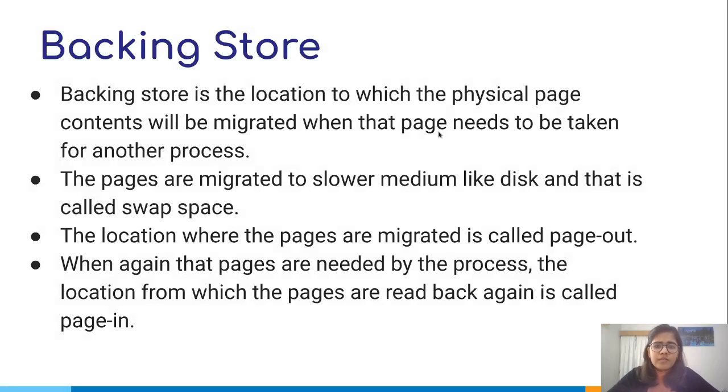Now, let's understand the backing store a little bit and some of the terminologies which we'll be using further. Backing store is the location to which the physical page contents will be migrated when that page needs to be taken for another process. The pages are migrated to a slower medium like disk, and that is called swap space. The location where the pages are migrated is called page out. When those pages are needed again by the process, the location from which the pages are read back is called page in.